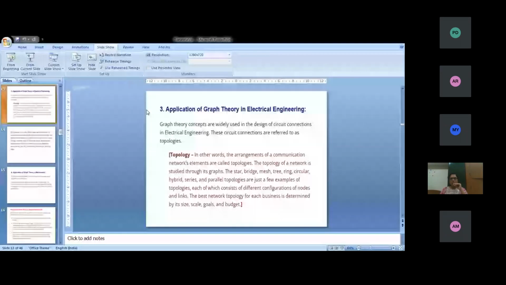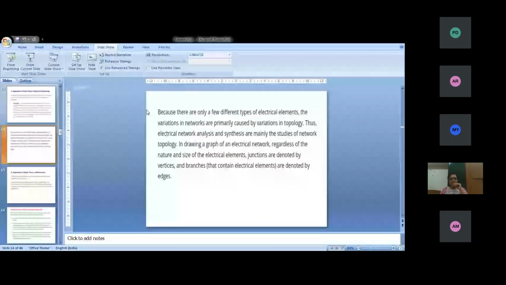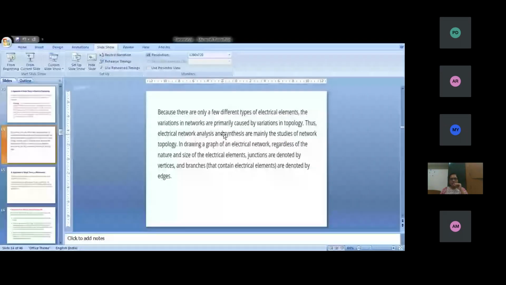Because of the few different electrical elements, the variations in networks are primarily caused by the variation in the topology. So topology plays a main role in electrical networking. So here they are using many. We have to study this, and we have to use it properly for networking purposes.